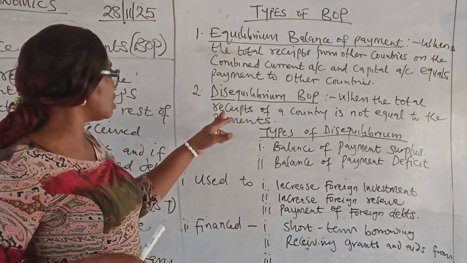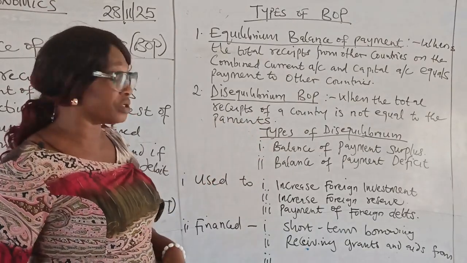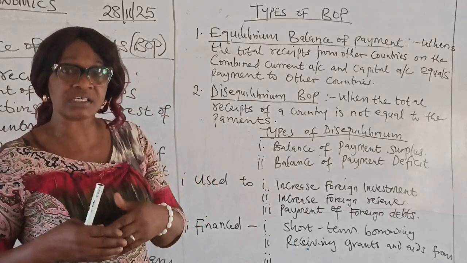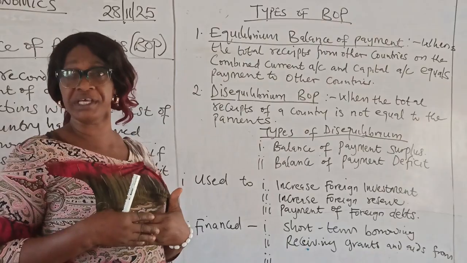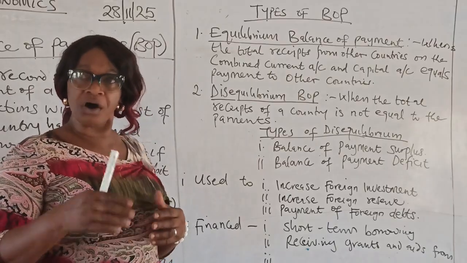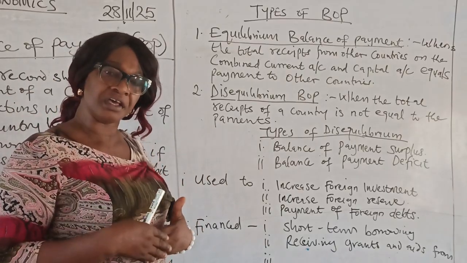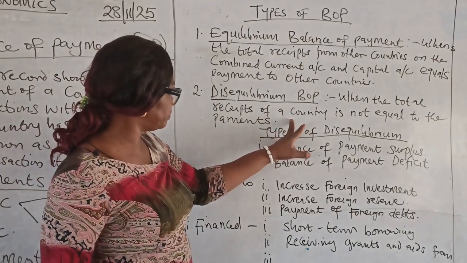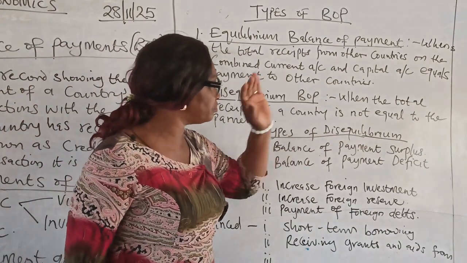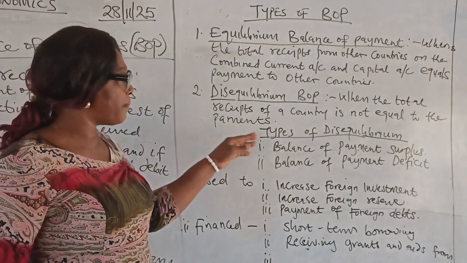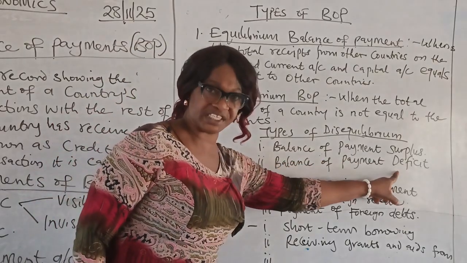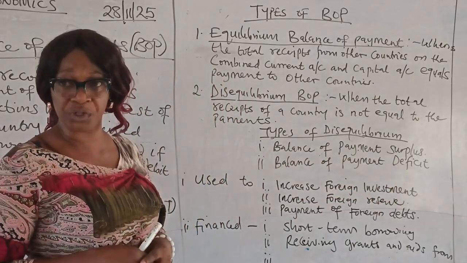It means not equal. And what is disequilibrium balance of payment? It is when the total receipts of a country in the combined current account and capital account are not equal. Both of them are not equal, meaning that the import is more than the export, or the export is more than the import. That is disequilibrium. Then we move on. We have 2 types of disequilibrium, and the 2 types are balance of payment surplus and balance of payment deficit.